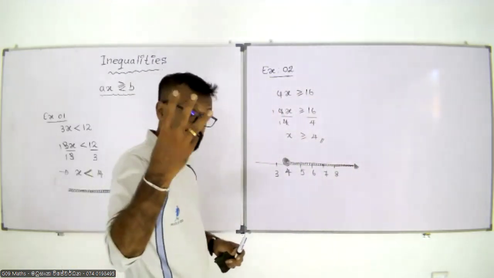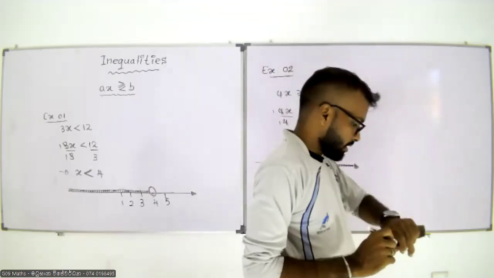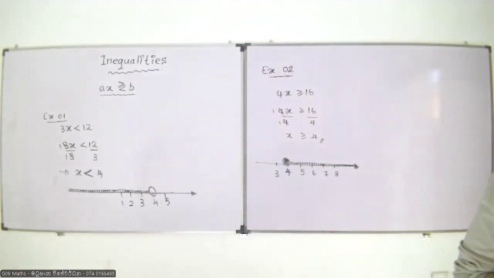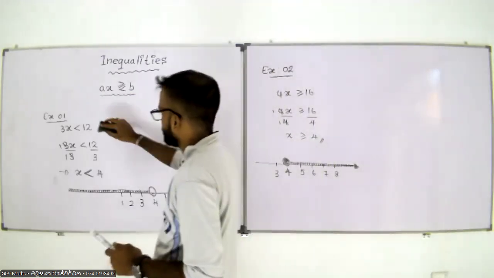So let's go for example number 3. Minus 5x less than or equal to 15.